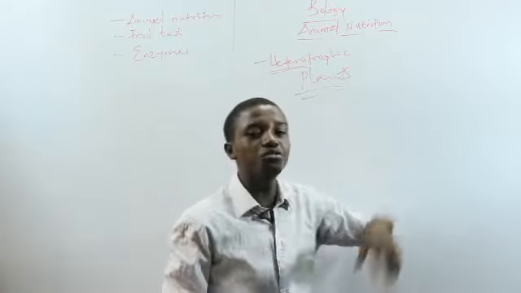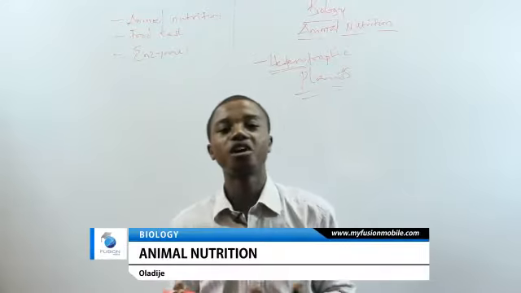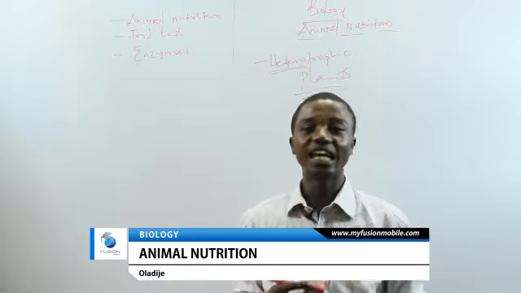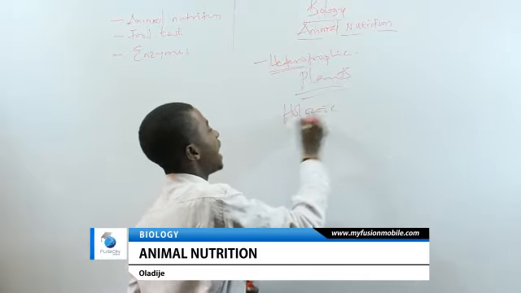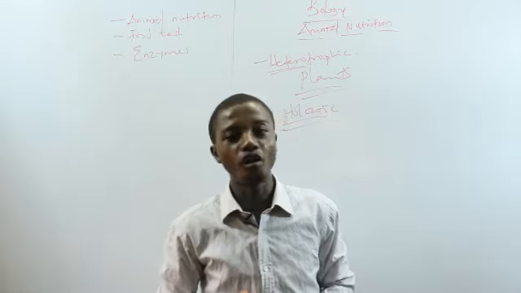I take it again. Animal nutrition is basically known as a heterotrophic mode of nutrition. It's a kind of nutrition where organisms tend to depend on plants for food directly or indirectly. It is also known as a holozoic type of nutrition.